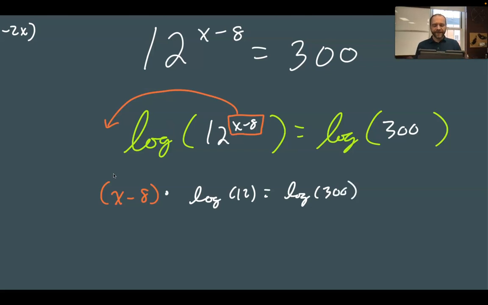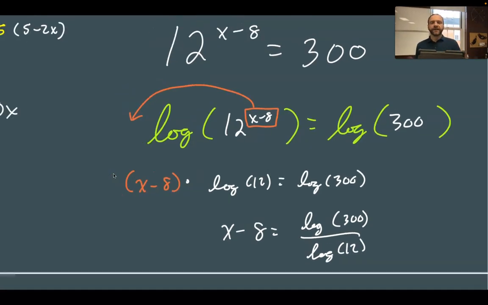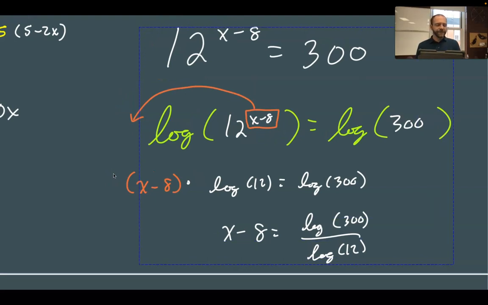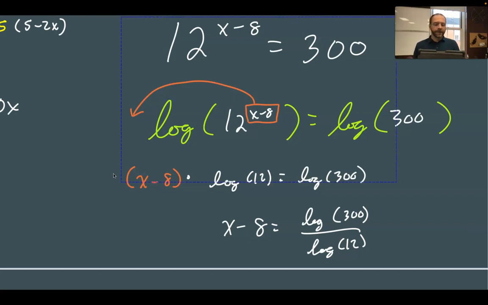Well, I need to get the x minus 8 by itself, so I would divide, and I would get log of 300 divided by log of 12. At that point, maybe you would put it in your calculator. You would get the decimal for it, but then you would not be done, because at that point, in order to be done, you would have to add 8.